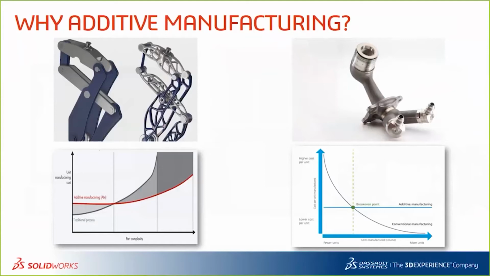So there is a break-even point where at some point additive manufacturing might not be so much cost-effective anymore, and at that point you can jump to other technology that's always been around, the traditional manufacturing methods such as stamping or CNC or injection molding.